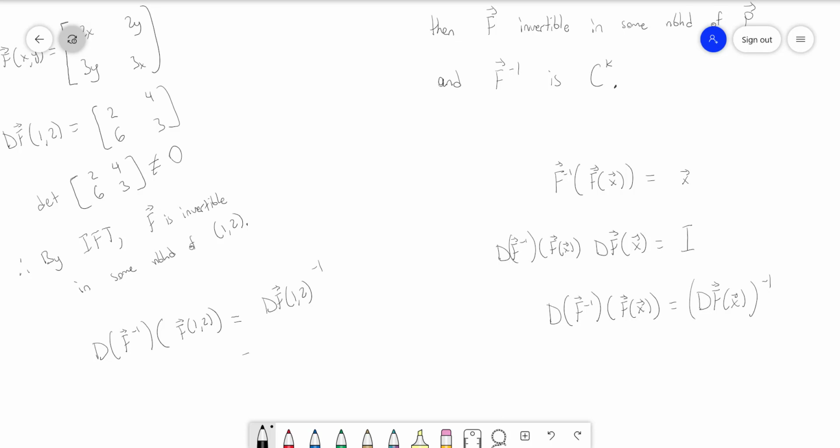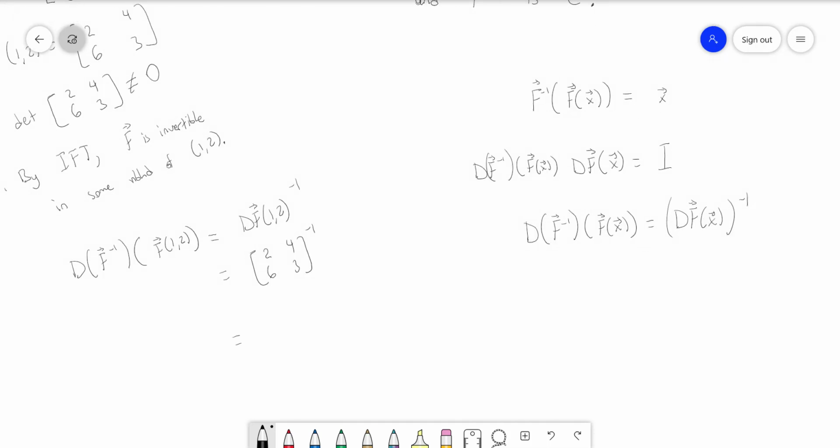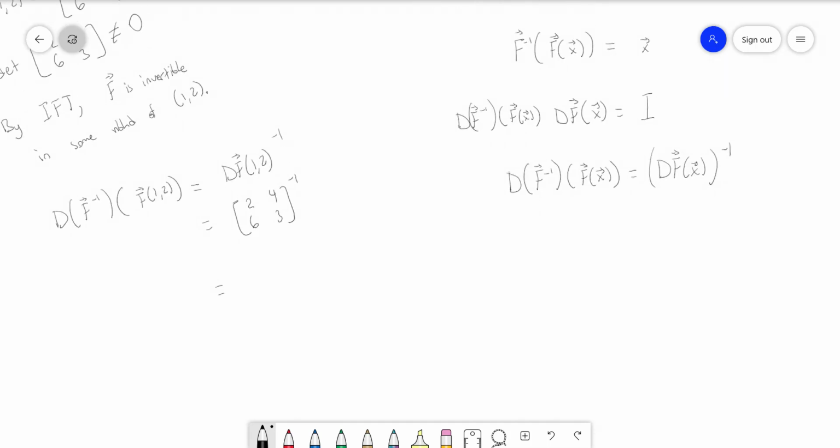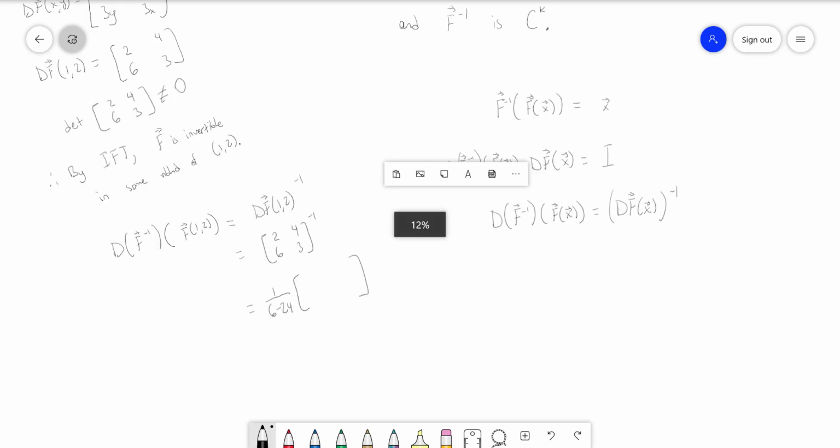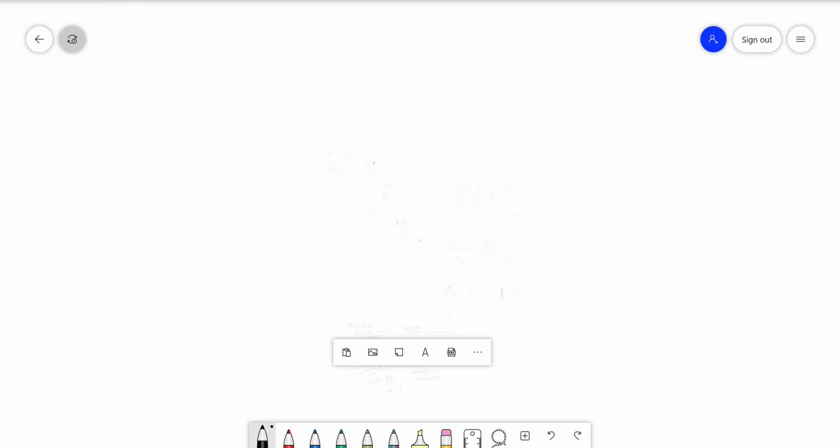The derivative of f at 1, 2 was this 2 by 2 matrix, so we need the inverse of it. To get the inverse, it's 1 over the determinant, and then you swap the entries.